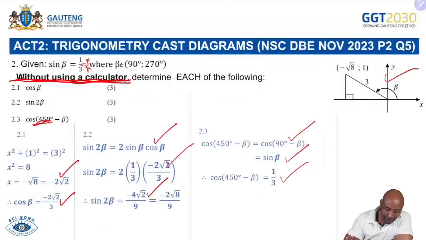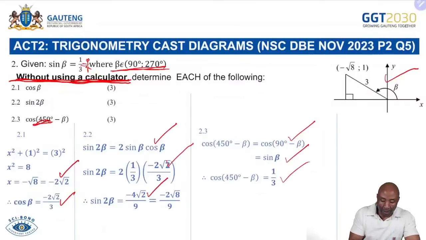Identity, substitution, answer, we get our 3 marks there. So we should be able to get the marks for our CAST diagrams. Please let us not only concentrate on this, we must also check the condition that we are given.